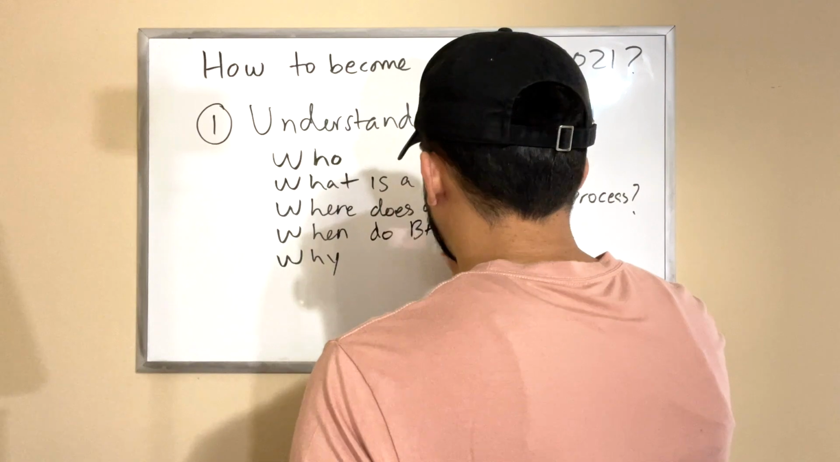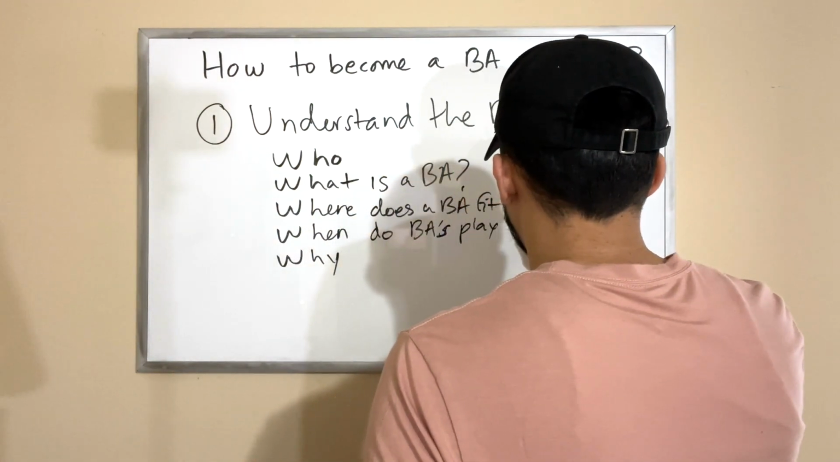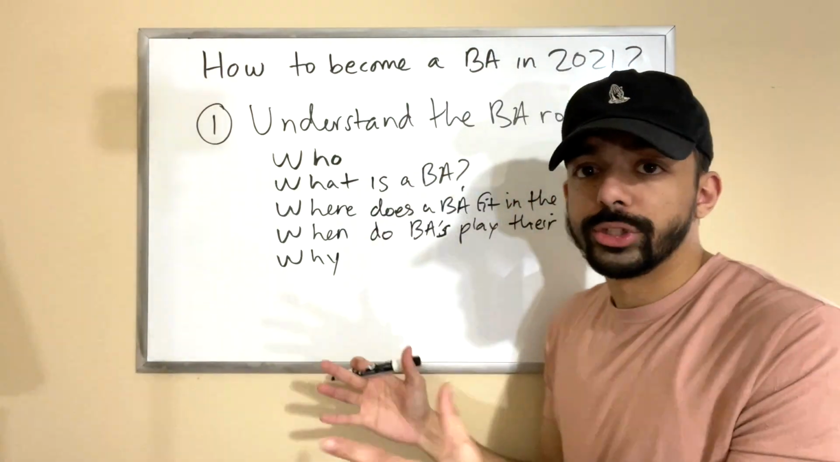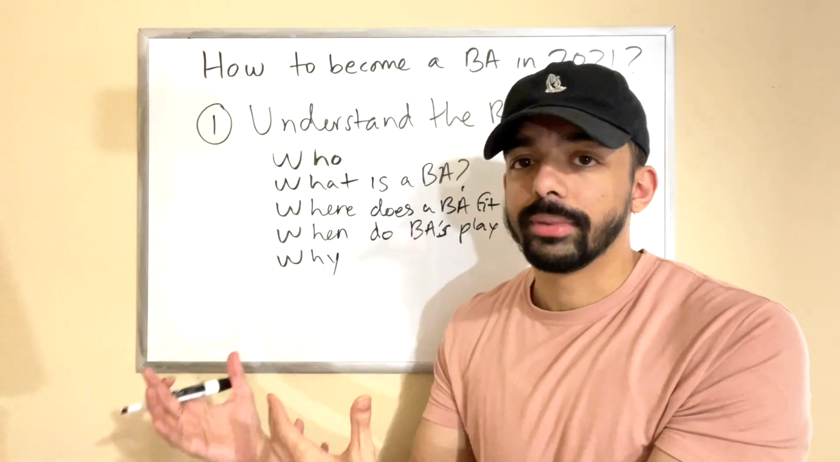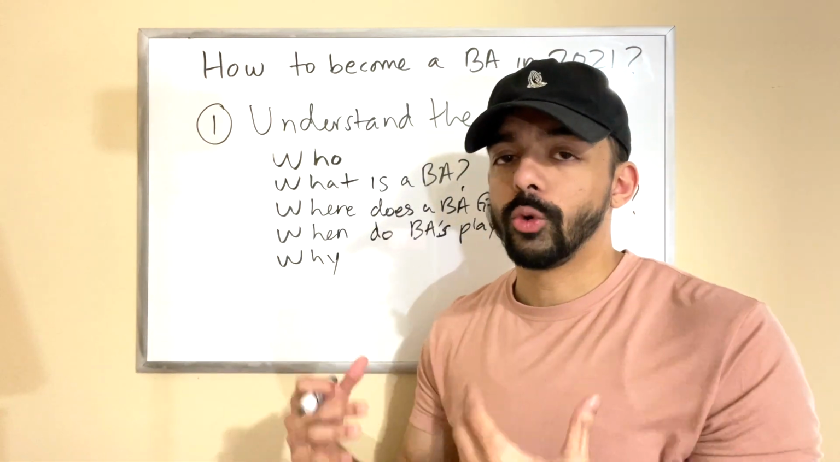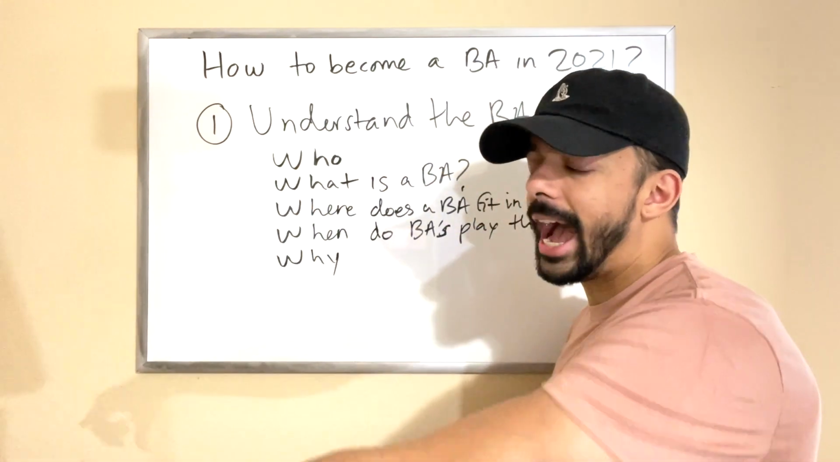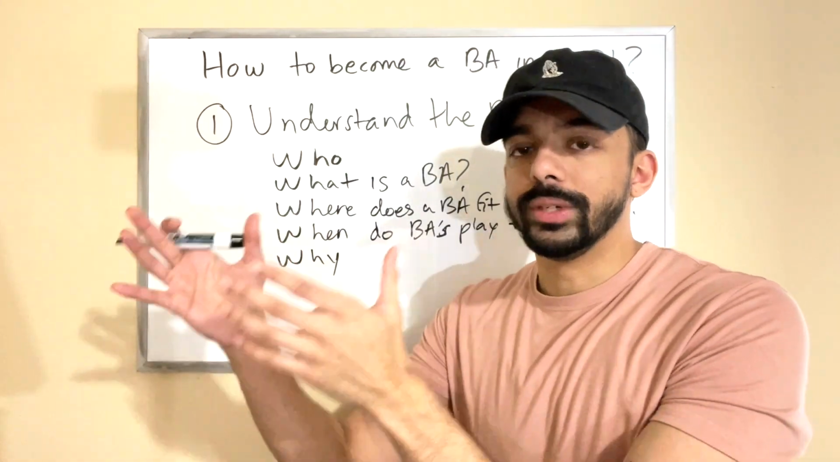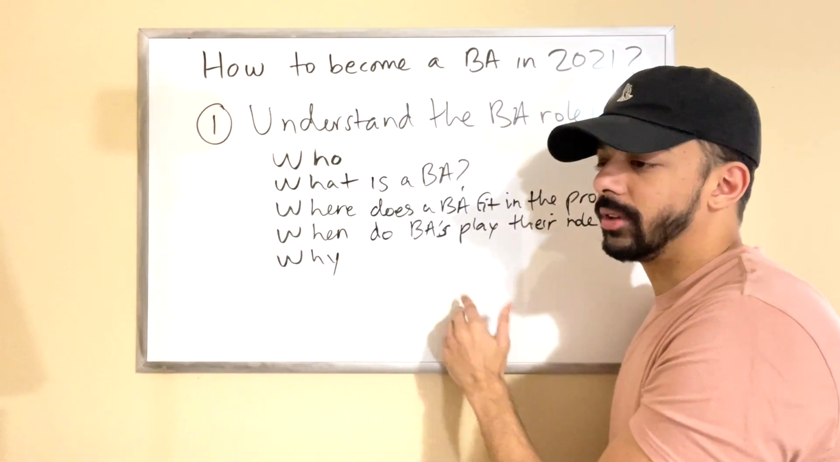So when is it important for a BA to do what they do, which is write requirements, right? Obviously, that's going to be right before development, right? Because developers are going to need your requirements to be able to do their coding. But this is obviously after a project has kicked off and you need to gather requirements. So you have to understand when that happens, okay?